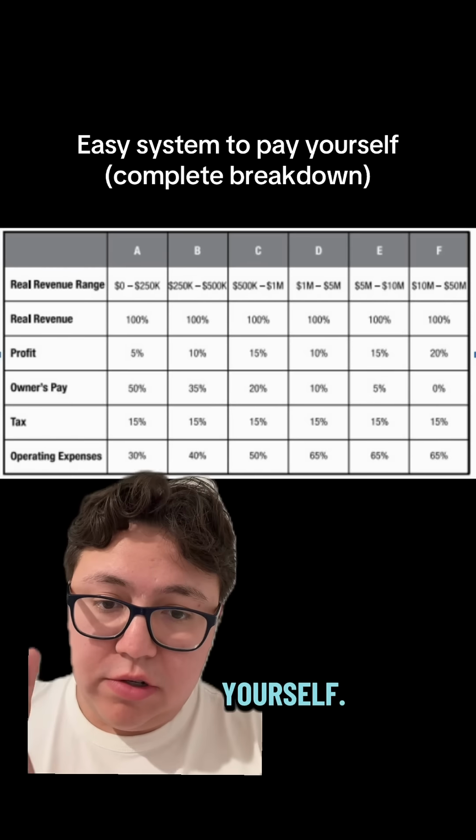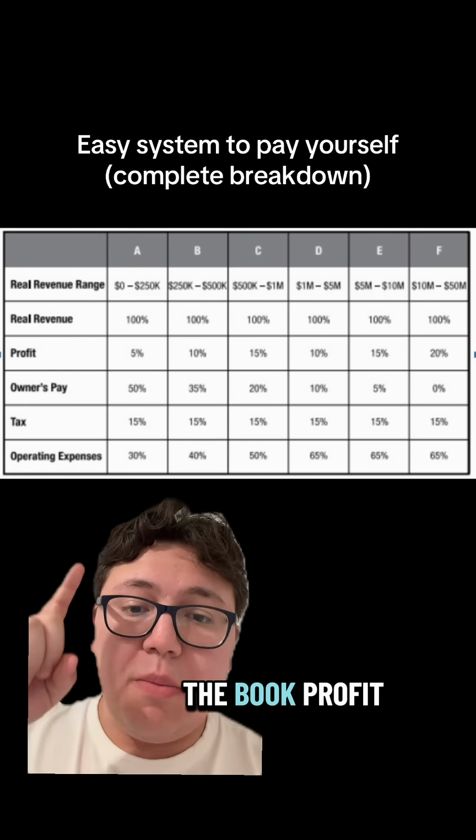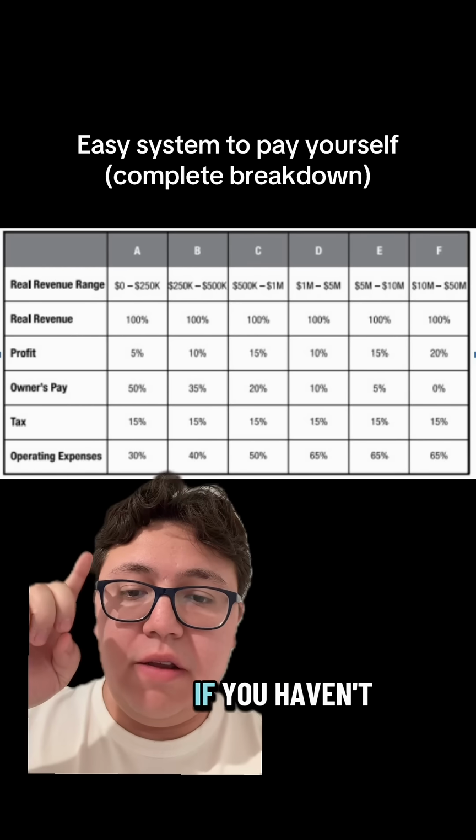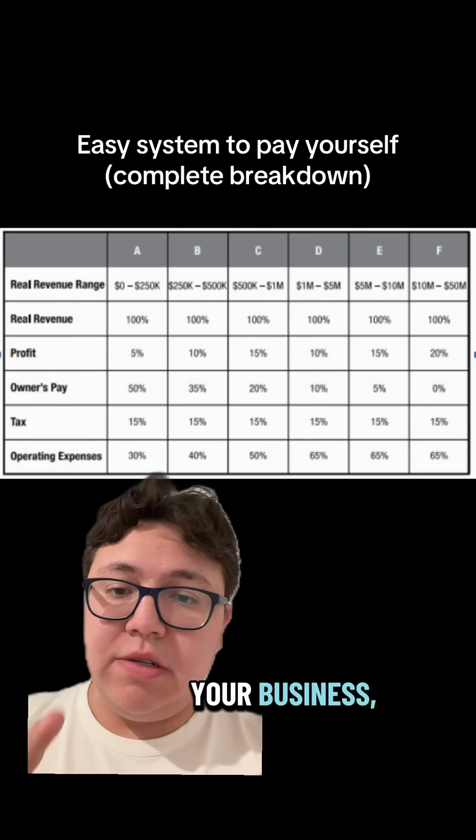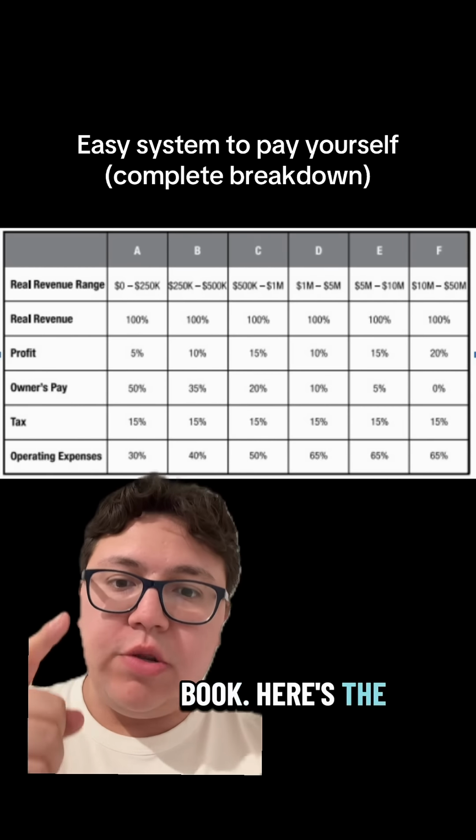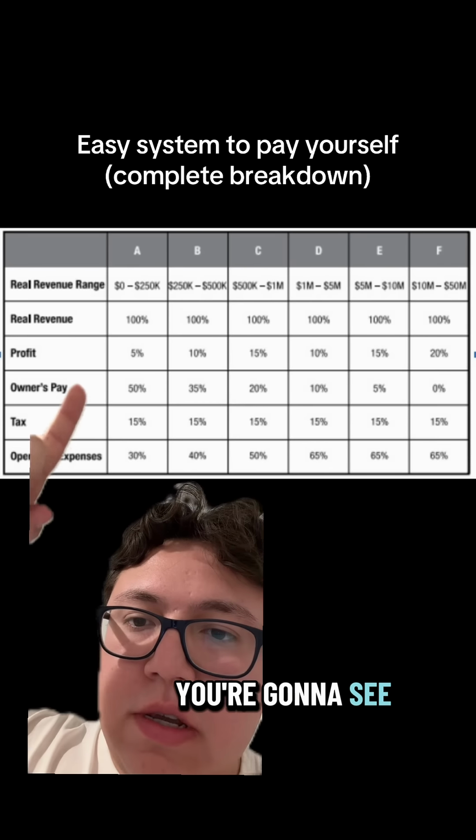This is actually how you pay yourself. This is from the book Profit First. Now, I highly recommend that if you haven't learned how to pay yourself from your business, go read that book. Here's the breakdown. So right here, you're going to see real revenue.